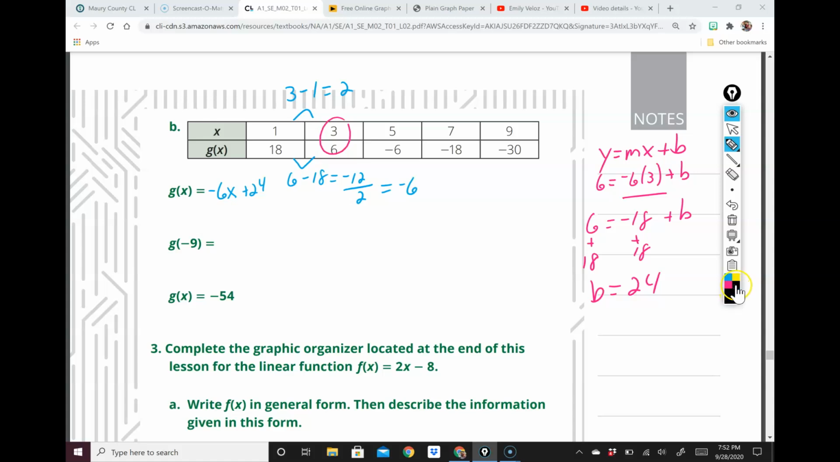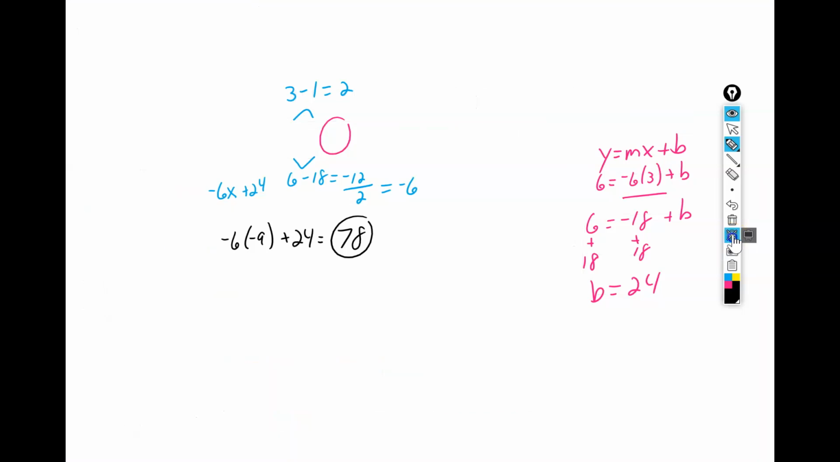And then I'm going to plug in negative 9. So negative 6 times negative 9 plus 24 gives me 78 as my output. Here they're giving me an output of negative 54. So we had g of x equals negative 6x plus 24. They're giving me the output of negative 54, and I need to solve for x.